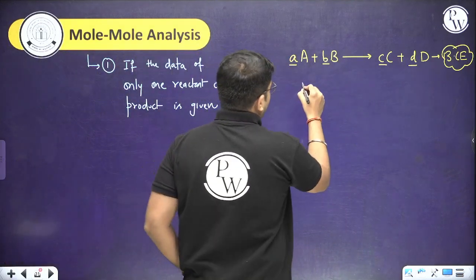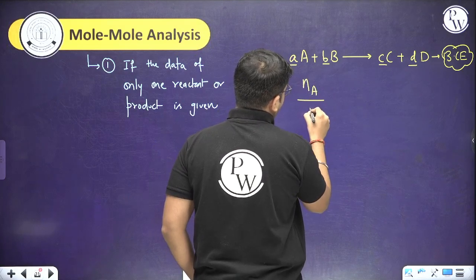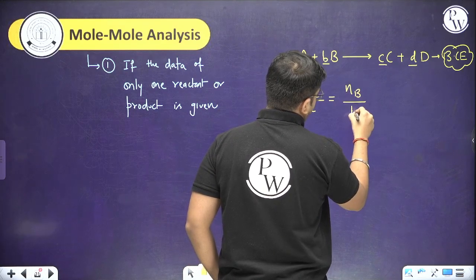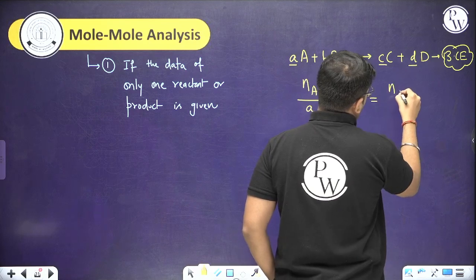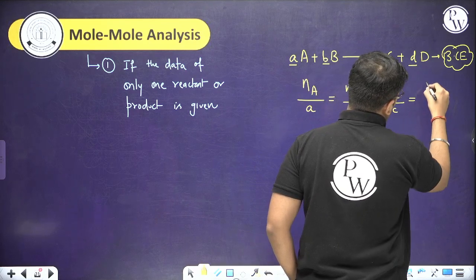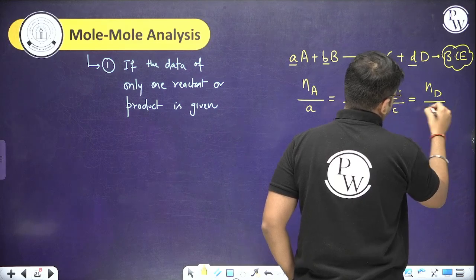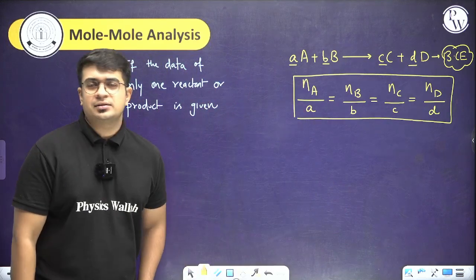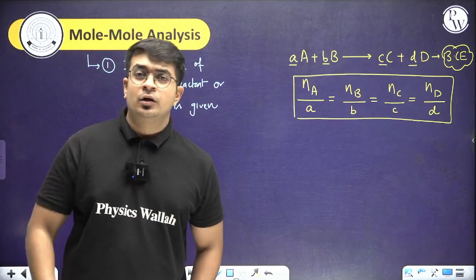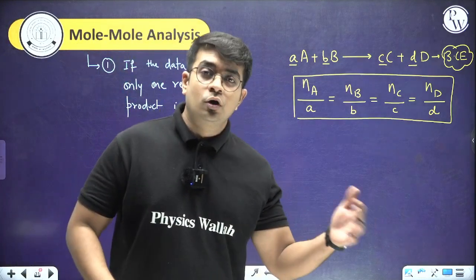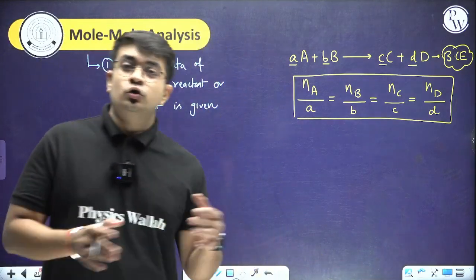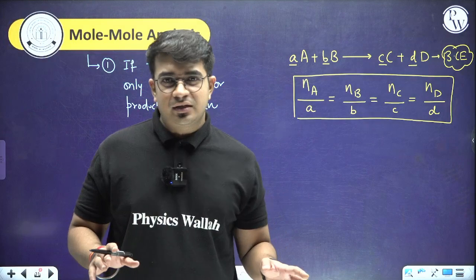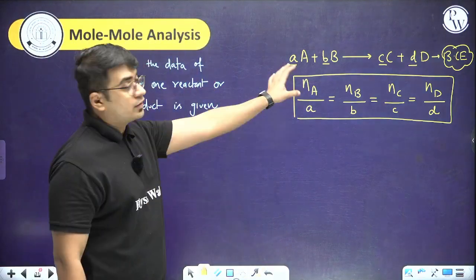Now you can say that number of moles of A divided by its stoichiometric coefficient will be equal to number of moles of B divided by its stoichiometric coefficient, will be equal to number of moles of C divided by its stoichiometric coefficient, will be equal to number of moles of D divided by its stoichiometric coefficient. Always remember, this is the mole analysis, nothing fancy. I'm not going to use any term. You can convert mass into mole, then mole analysis. You can convert mole into mass. Nothing fancy. Whatever information is given to you, try to convert that information into moles.